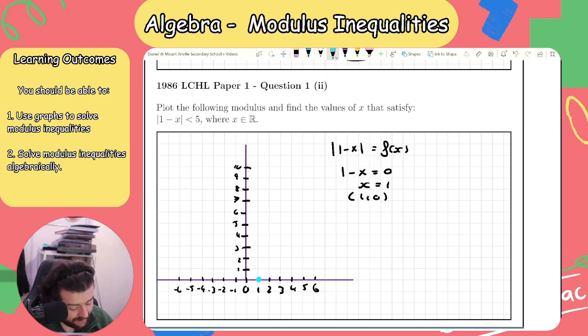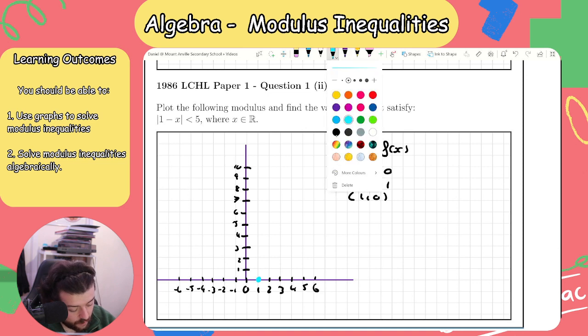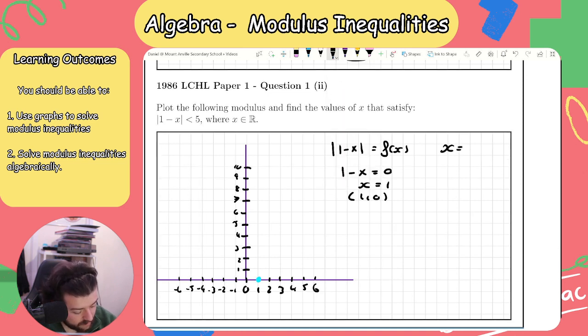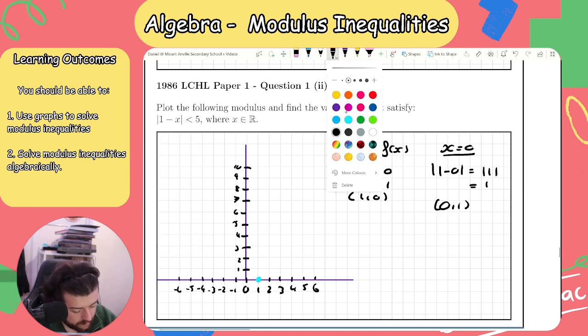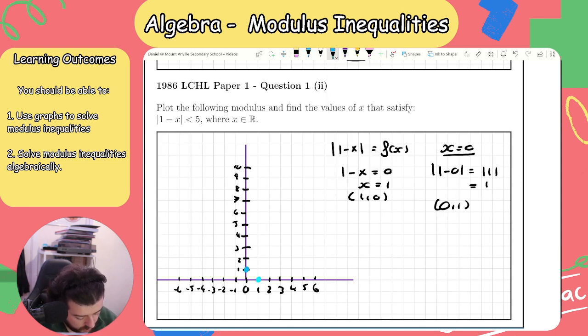So I need a point to the left and I need a point to the right. So my left point might be x is equal to 0. So I have the modulus of 1 minus 0, which is the modulus of 1, which is equal to 1. So it's going to be (0, 1) as my next point. So (0, 1), that's going to go here.